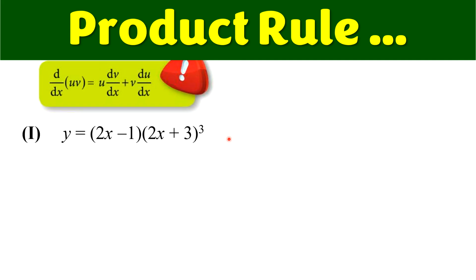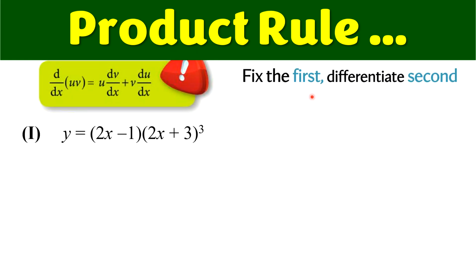However, in this example, you notice that there is a power on the second term over here, the second function. So it is not practical to expand the terms before you differentiate. It will not be efficient. So we are going to apply the product rule over here. Let's go through step by step. I fix the first and then differentiate the second. So I'm going to have the first function, which is u, and differentiate the second function. That means I need to find the derivative of v. To do this, I'm going to label these as u and v respectively.